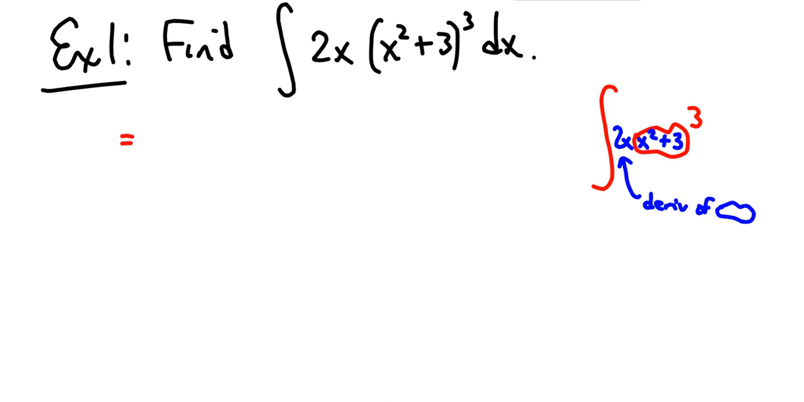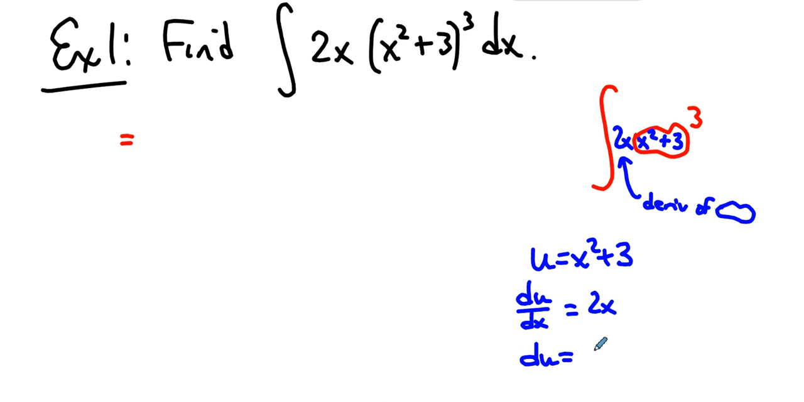Well, what does that mean? We let u be x squared plus 3. It doesn't matter why. We're going to let u be x squared plus 3. And then we're going to remember that the derivative of u is 2x, which means through a little bit of chicanery that we can replace 2x dx by du.